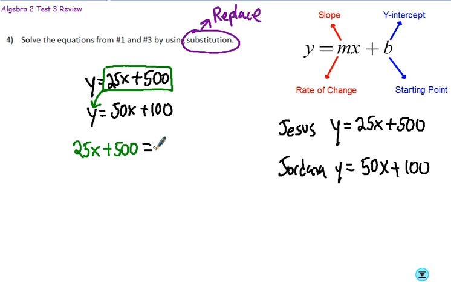equals 50x plus 100. Maybe another way to think of it is that we're taking two equations and combining them into one, because we can only solve one equation at a time. So we're just putting everything down into one equation.